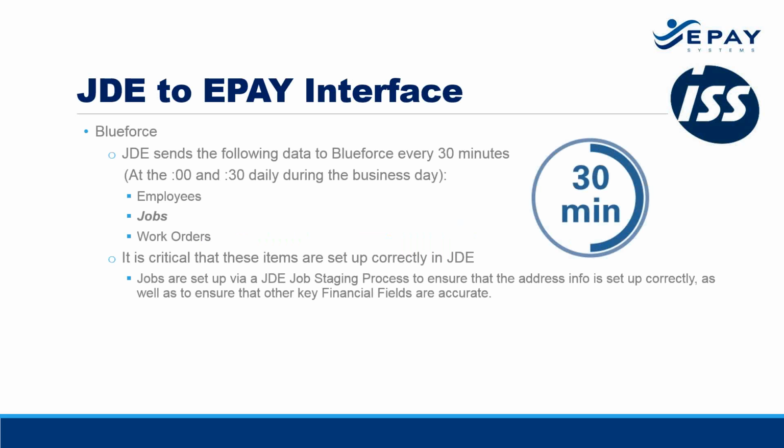When we're talking about the JDE2E Pay Interface, JDE will send data to Blueforce every 30 minutes, basically at the top of the hour and at the bottom of the hour. It sends the employee information I was referring to, the jobs information we talk about today, and it also sends work orders over into Blueforce. Part of this, which falls under the job section, is the tasks. If any tasks are updated or changed on the JDE side, the Blueforce side will pick it up within that 30-minute interval as well.